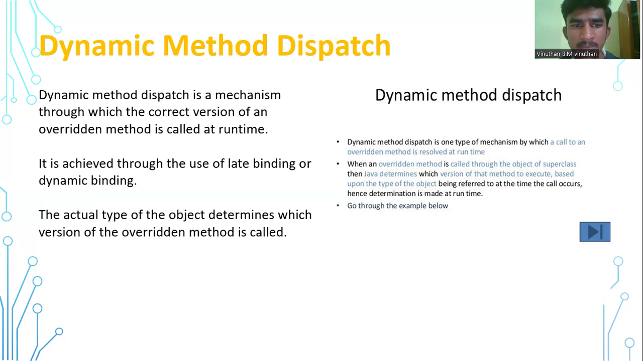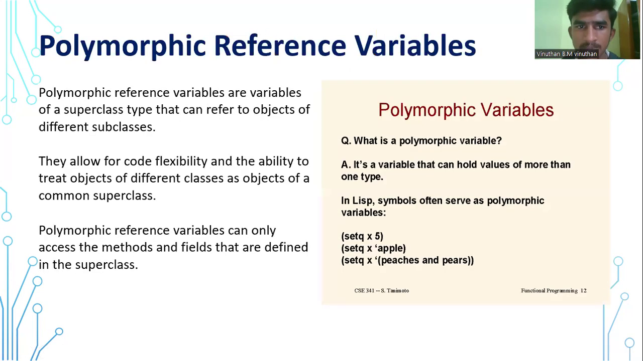Dynamic method dispatch. Dynamic method dispatch is a mechanism through which the correct version of an overridden method is called at runtime. It is achieved through the use of late binding or dynamic binding. The actual type of the object determines which version of the overridden method is called.